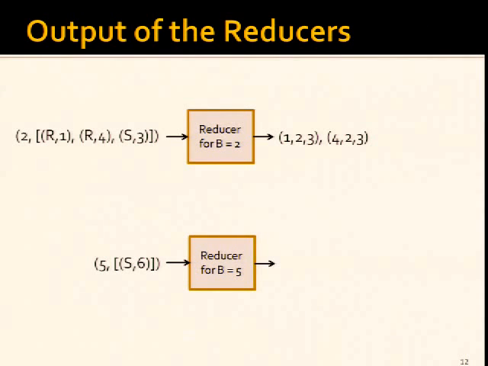So again, in this example, for the first case, R1 pairs with S3 to give you 1, 2, 3. R4 pairs with S3 to give you 4, 2, 3. For the key 5, you don't get anything out because there are no R values. Okay?